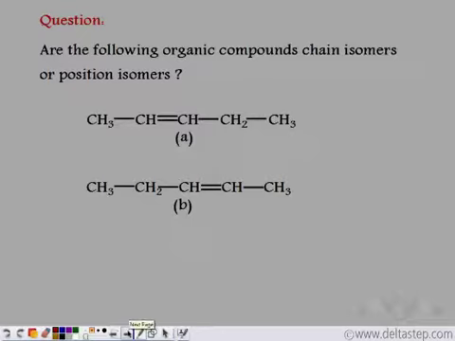If we look at the two compounds given to us, A and B, both have the same molecular formula. The first one has C5, H 3, 4, 5, 6, 7, 8, 9, 10. And for the second one also, we get 1, 2, 3, 4, 5 and hydrogen 3, 4, 5, 6, 7, 8, 9, 10. So in both the cases, the molecular formula is the same, but there's a difference in the position of the functional group. In this, the functional group is the double bond. There's a difference in the position of the functional group. So these isomers are position isomers.